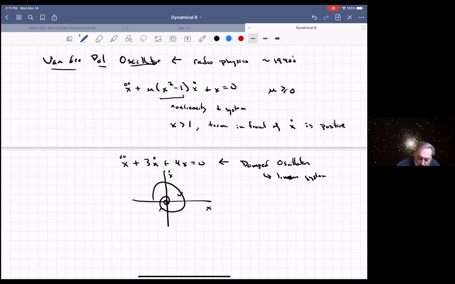So a simple damped oscillator would be a stable spiral. And the way that we know it's a damped oscillator is that the term in front of the x dot is positive. So when x is more than 1, x squared minus 1 is positive. And so in that case, we have damping.